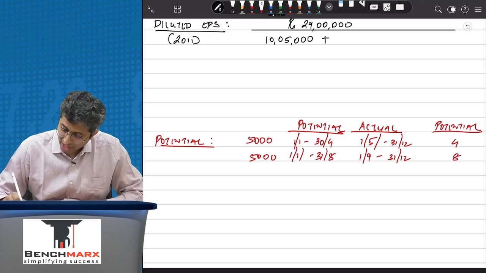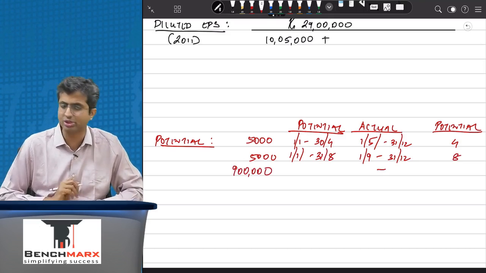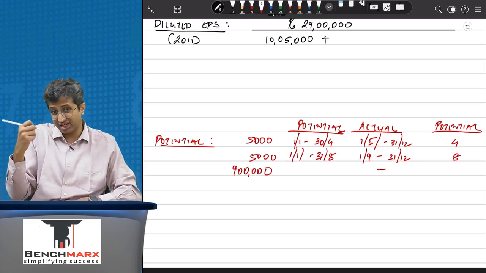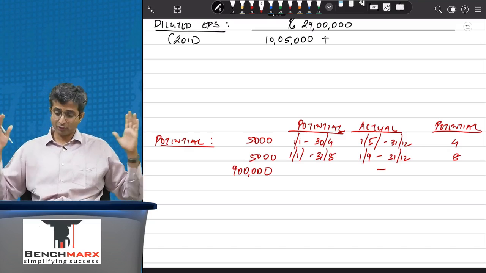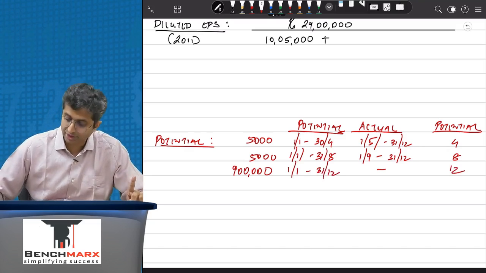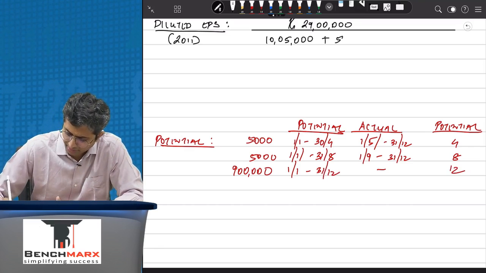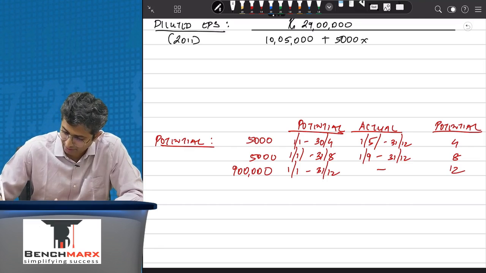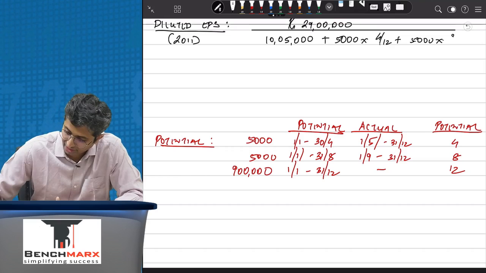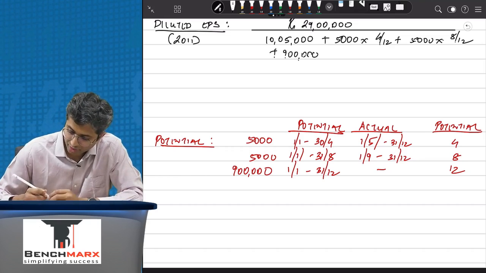they remained potential. And then 9 lakh shares, which is attributable to the earnings contingency, were not actually issued during the year. However, since the agreement was in place for the entire year, there was a possibility that you would end up issuing such number of shares, and hence they remain potential for the entire 12 months. You can do the workings by giving these weights for the potential period. So this is 5,000 into 4 by 12 plus another 5,000 into, let us say, 8 by 12 plus 9 lakhs into 12 by 12.